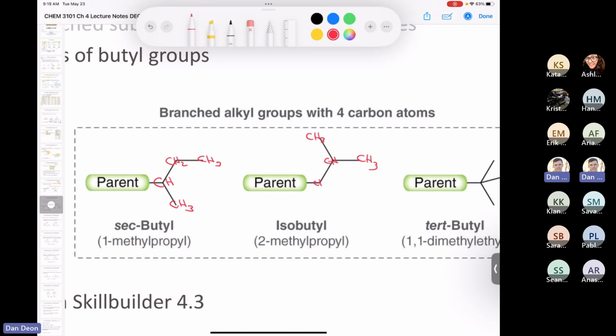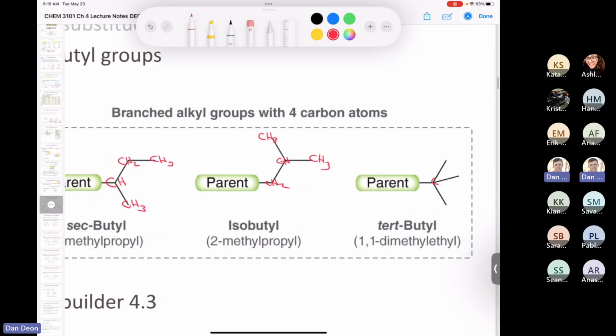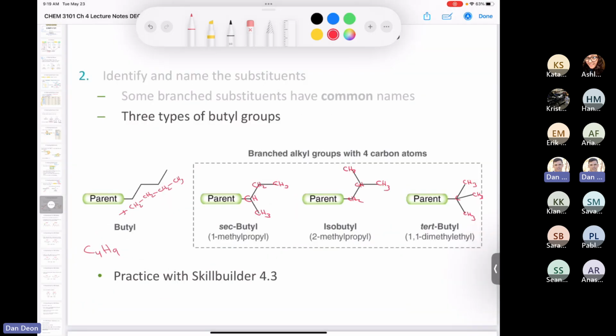Then you have a methine and a methylene here. And for the tert-butyl, you have a carbon that has no hydrogens attached to it. And then you have 1, 2, 3 hydrogens attached to it like that. So that is sec-butyl and tert-butyl. Notice that both of those have a hyphen. And the isobutyl doesn't have a hyphen.